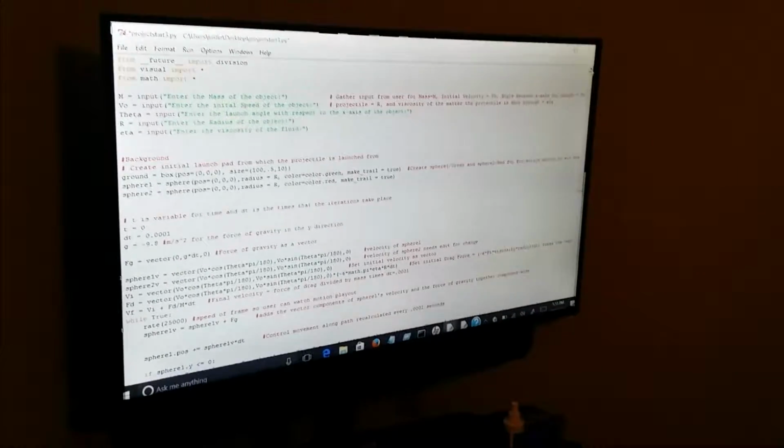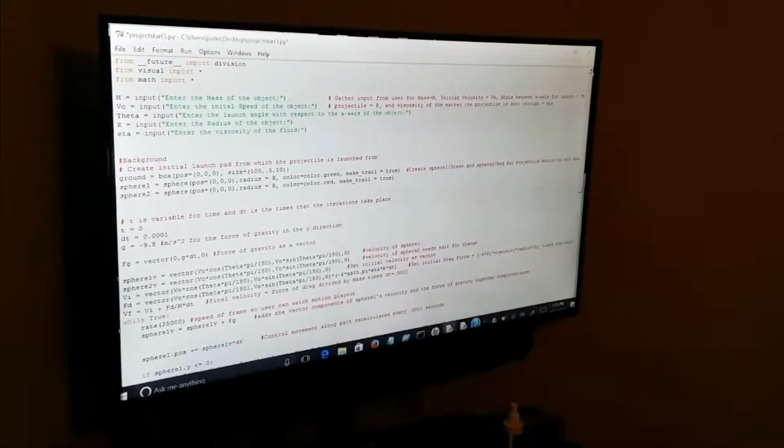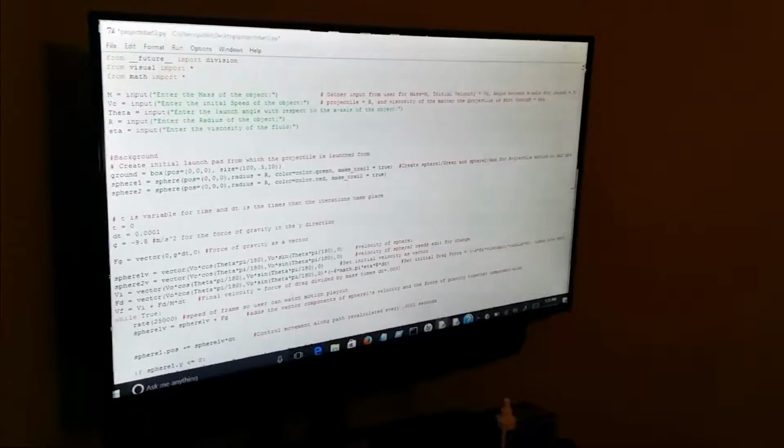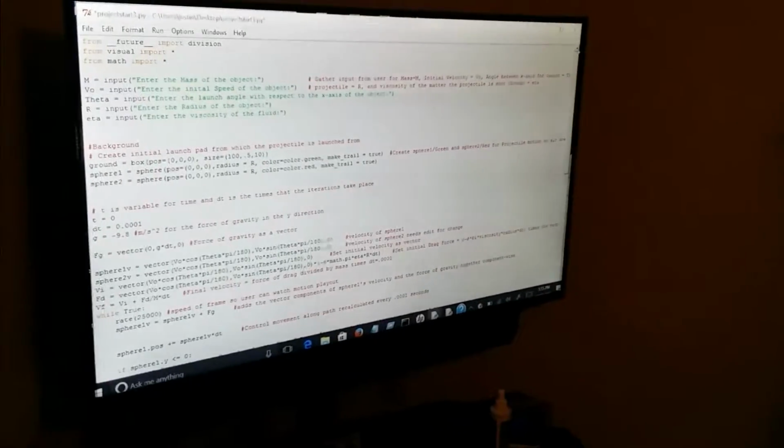After that, we have both of the spheres going across, and that's both of velocity in vector form. The next 3 lines we're going to skip. I'll let Justin cover that because that has to do with air drag. And so now we go to the while loop.